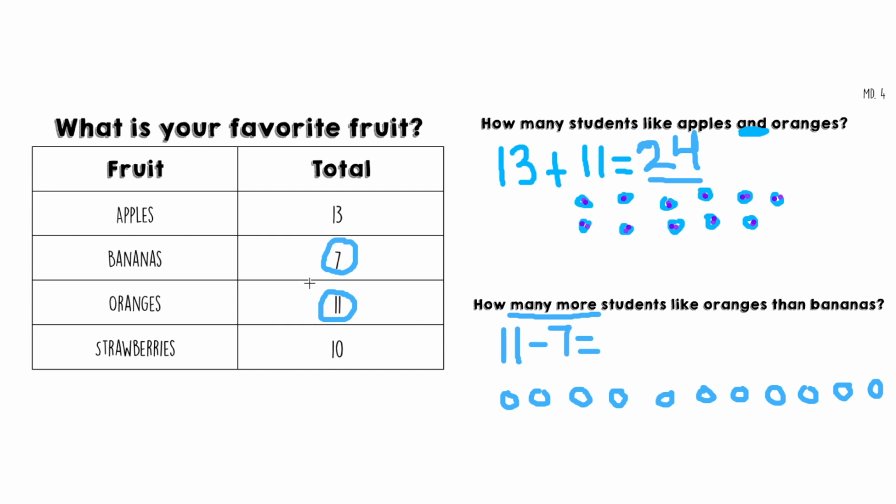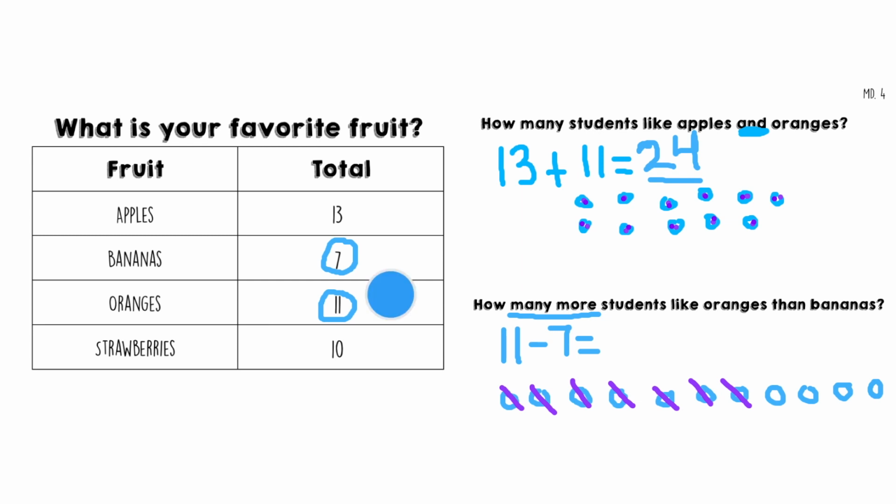7 of them liked bananas. So if that was 7 of them who liked bananas, then we had 1, 2, 3, 4, 5, 6, 7. So these purple marks represent the 7 who like bananas. So there are still 4 more students who like oranges than bananas. Because if I pair up every student who likes bananas with oranges, as you see, there are still 4 more students who like oranges than bananas.